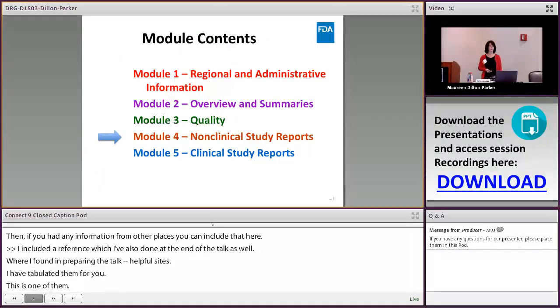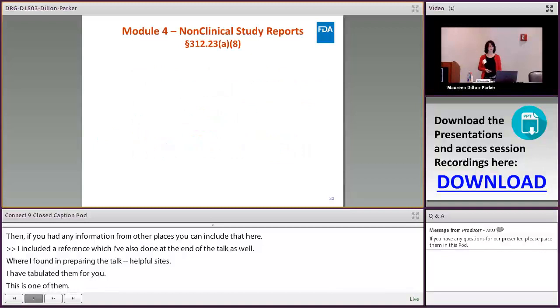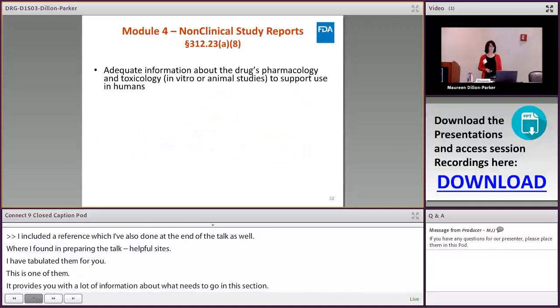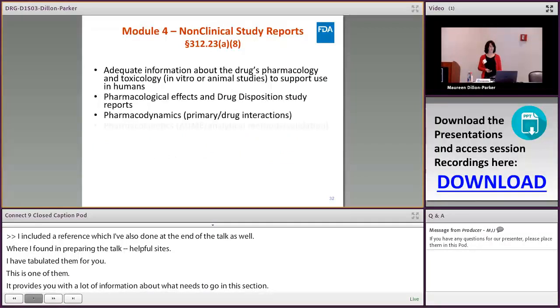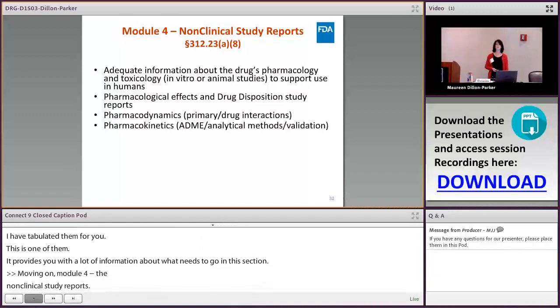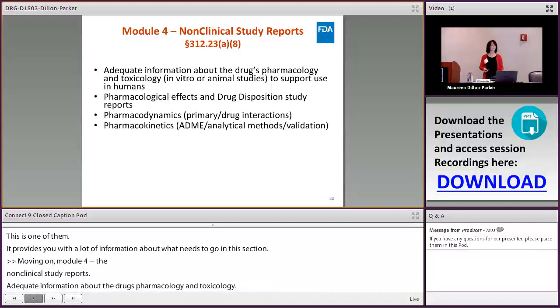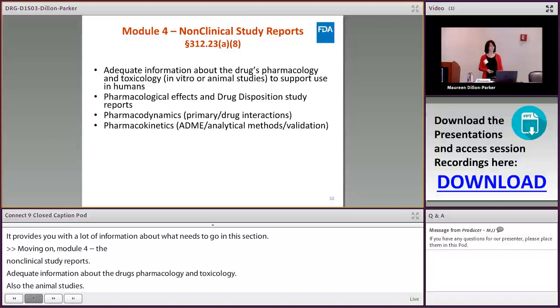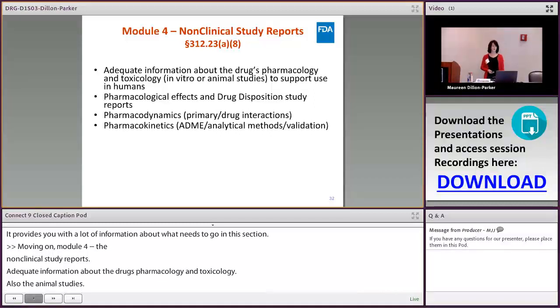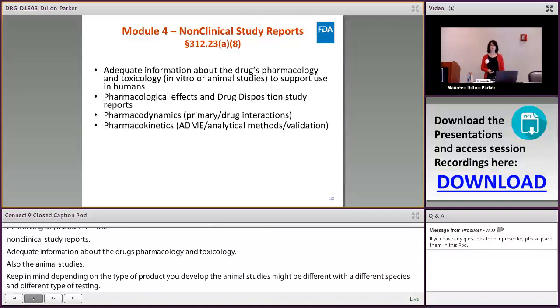Then moving on to Module 4, which is your non-clinical study reports. So go ahead and open all of these up. But adequate information about the drug's pharmacology and toxicology, and this information would come from your in vitro studies and also come from all of your animal studies. And then keep in mind, depending on the type of product you're developing, your animal studies might be different, different species, different type of testing. So, work with us on those in advance to make sure that all the testing that's required before you get to the stage of IND submission will be here.